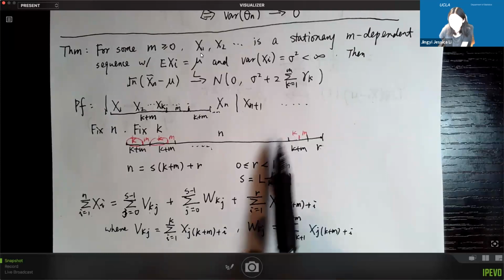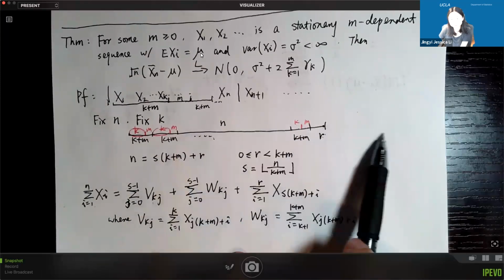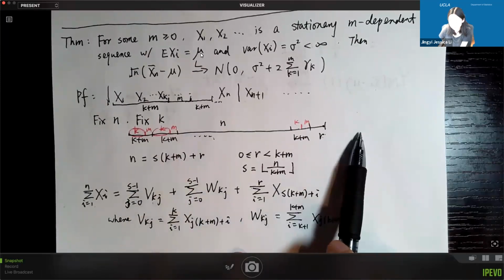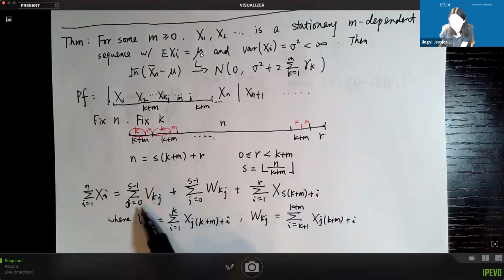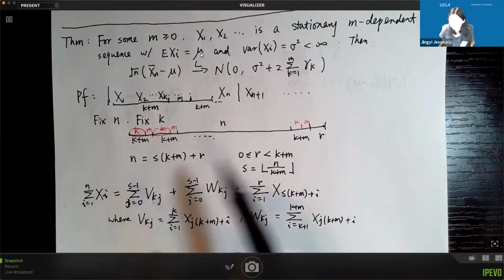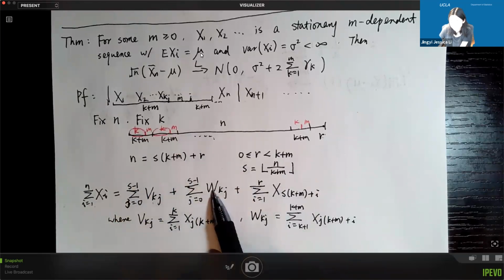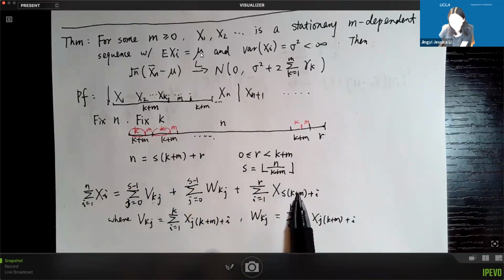If I fix K, but let N go to infinity, then S will go to infinity. Then for this summation, I can use the central limit theorem to get an asymptotic normality. For this part, you see, this part and this part, I cannot.